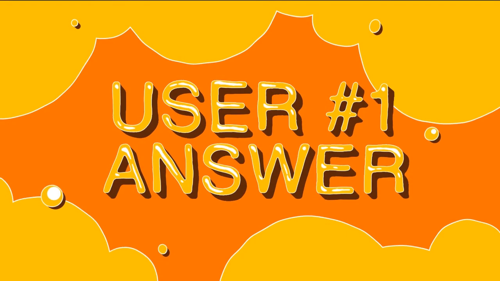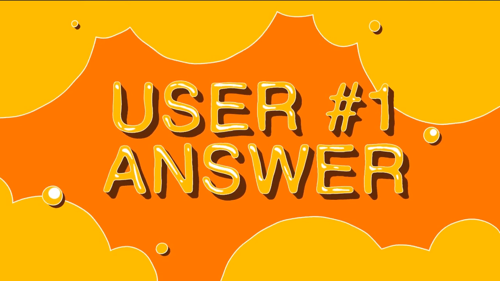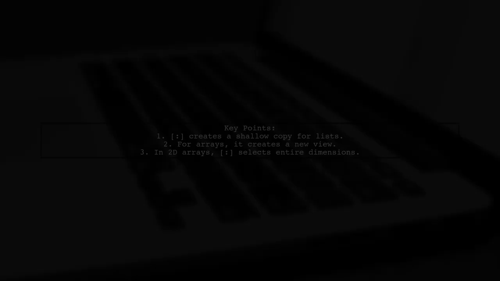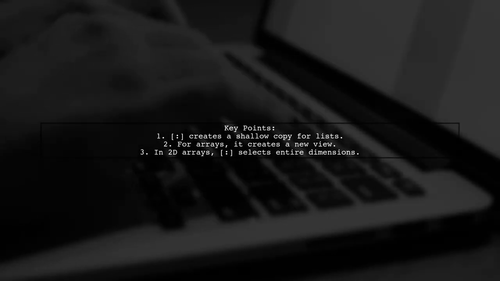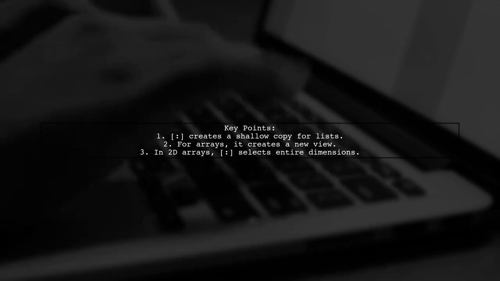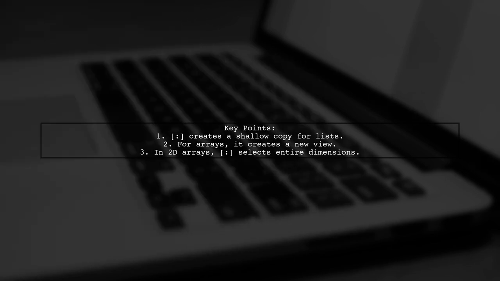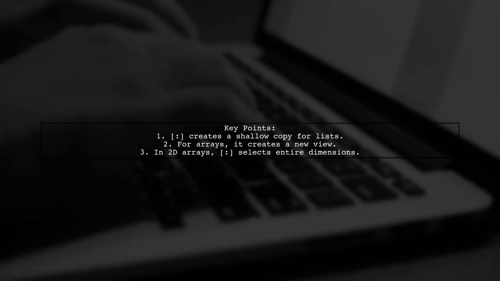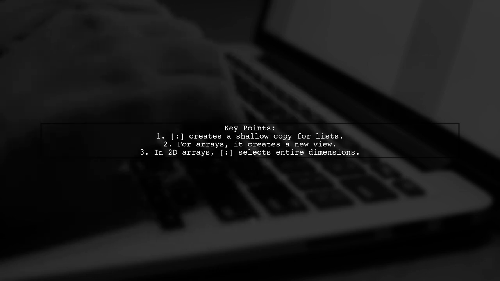Let's now look at a user-suggested answer. The difference between array I and array I lies in how they handle data. The colon creates a shallow copy of a list, but when used with arrays, it creates a new view of the same data. In a 2D array, the colon acts as a placeholder to select entire dimensions.